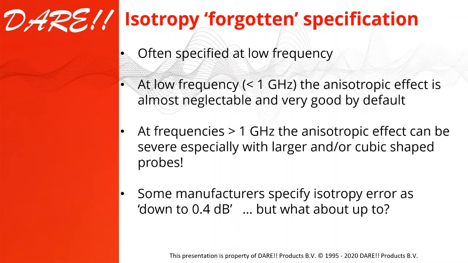There are even some manufacturers that specify isotropy as down to 0.4 dB. And we wondered, okay, why do you specify it as down to 0.4 dB? Because typically an error is always specified as worst case, not what is the best you can achieve. But if you calculate with a number of 0.4 dB, that could be quite tricky. So be careful when you are comparing specifications.